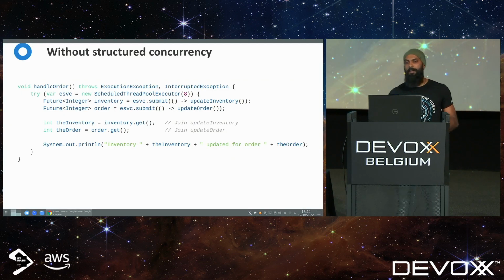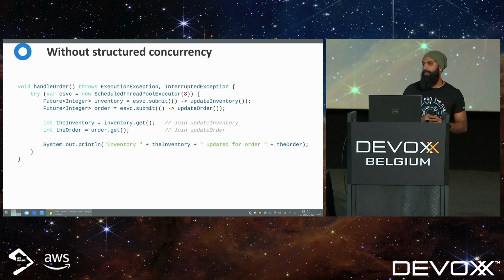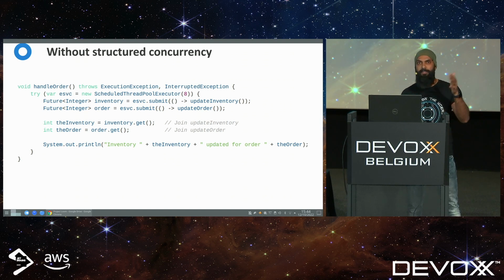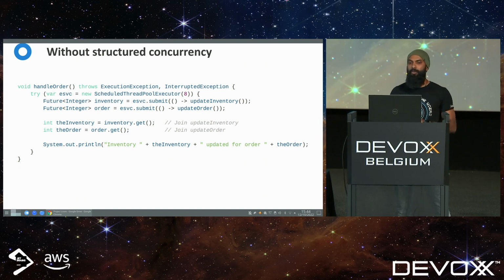So consider this example, which is using the current concurrent executor service. We want the update inventory and update order subtasks to be executed concurrently, so we have a faster overall execution for the handle order method. Each of those methods can succeed or fail independently. So ideally, the handle order method should fail if any of those subtasks fail. That would be the ideal expectation.